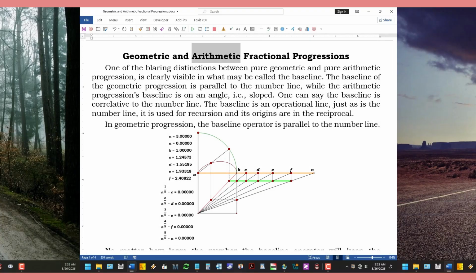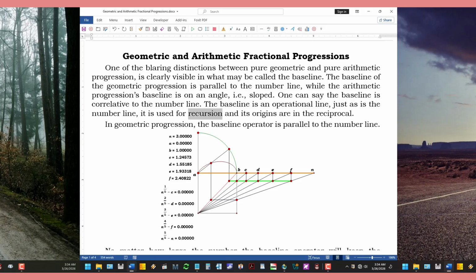Geometric and arithmetic fractional progressions. One of the blaring distinctions between pure geometric and pure arithmetic progression is clearly visible in what may be called the baseline. The baseline of the geometric progression is parallel to the number line, while the arithmetic progression's baseline is on an angle, that is, sloped. One can say the baseline is correlative to the number line. The baseline is an operational line, just as is the number line.